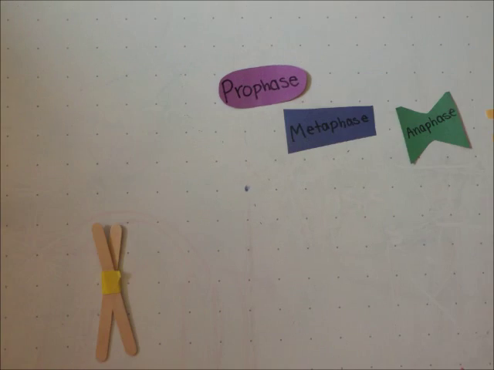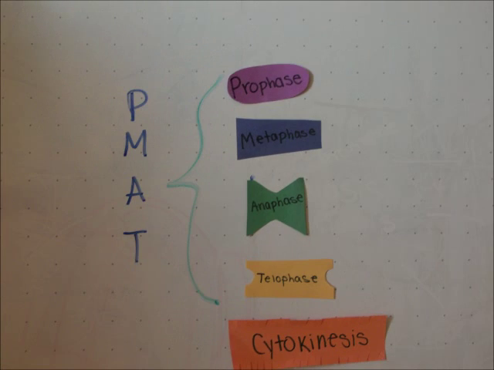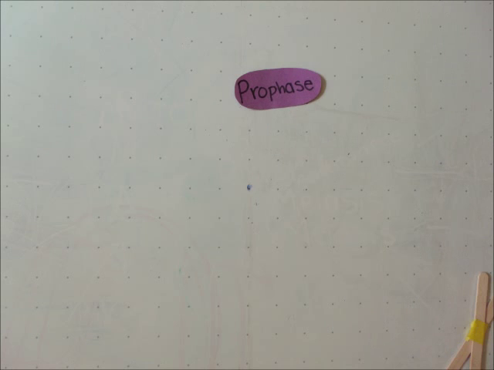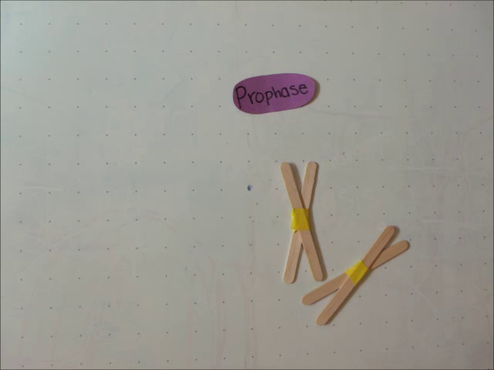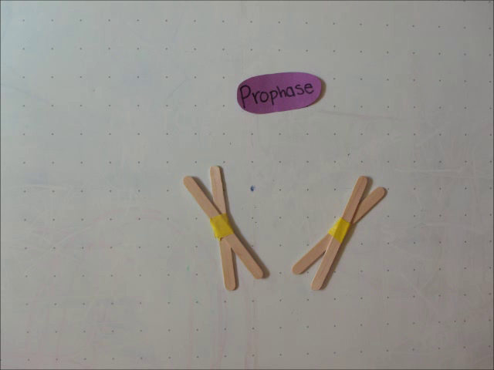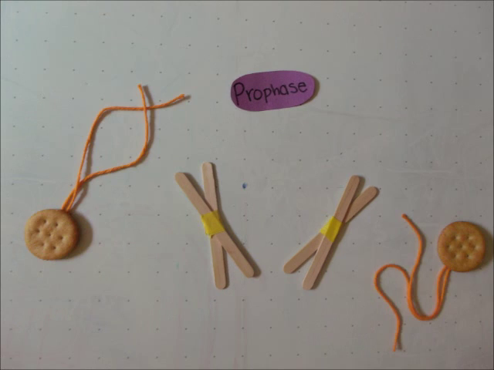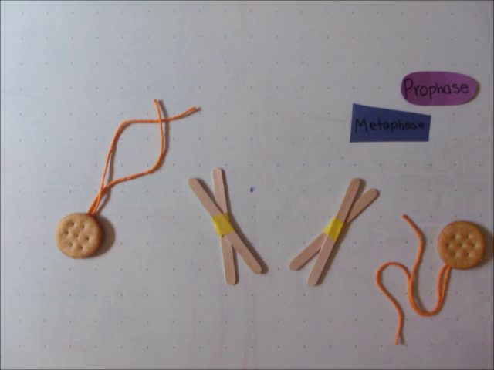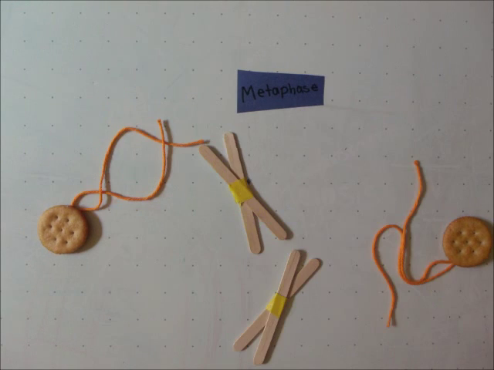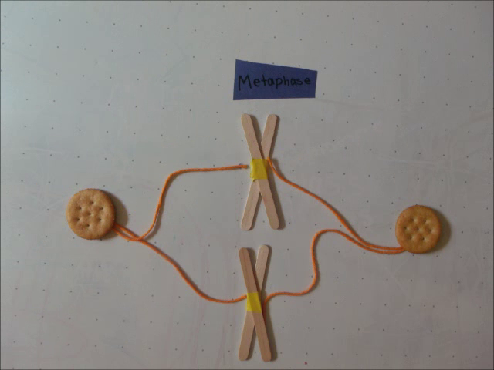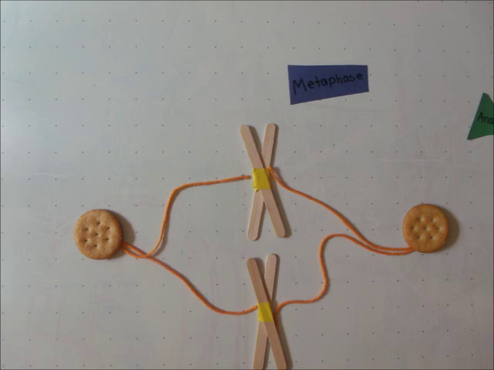There are 5 main sections of mitosis: PMAT and cytokinesis. During prophase, the chromosomes come into view. That is, the DNA of the nucleus condenses into chromosomes, and the spindle microtubules unwind. During metaphase, the chromosomes line up on the metaphase plate in the middle of the cell, M stands for middle, and the spindle fibers attach.